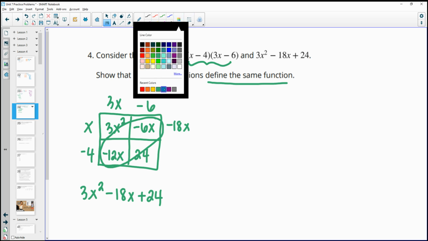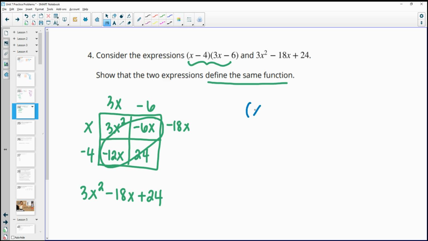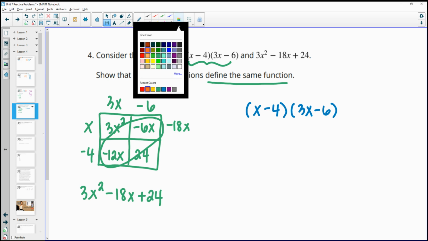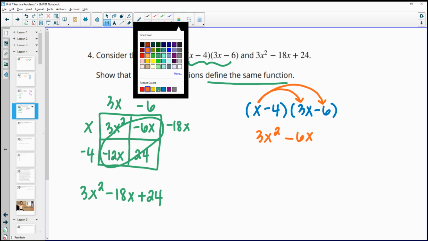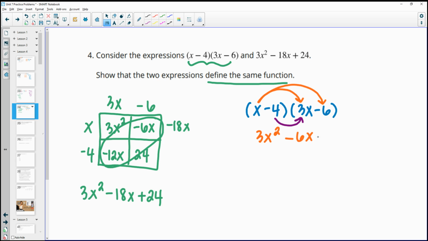If you don't do the area model, you can also just distribute both the x and the negative 4 into these terms. So we want to multiply the x times the 3x, which gives us 3x squared. Then we want to multiply the x times the negative 6, which would give us negative 6x. Then we would multiply the negative 4 times the 3x, which would give us negative 12x. And then negative 4 times negative 6 gives us plus 24.